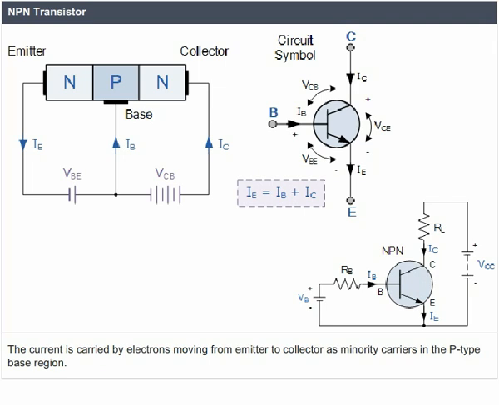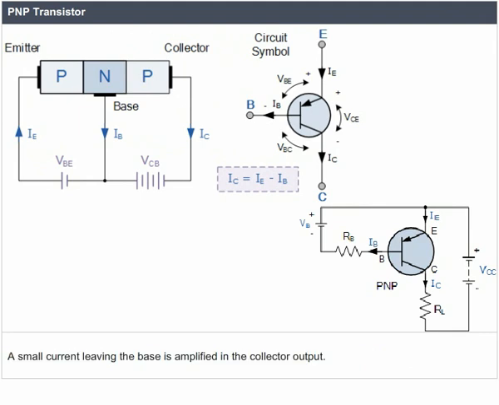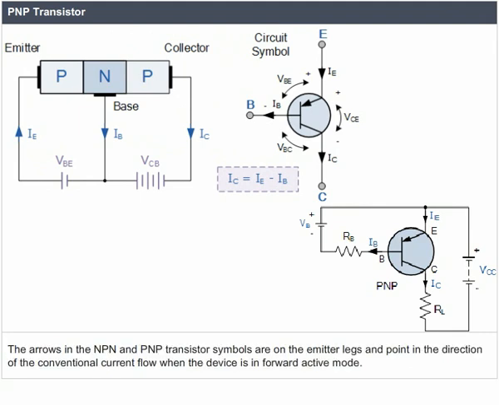PNP transistor. The PNP consists of a layer of n-doped semiconductor between two layers of p-doped material. A small current leaving the base is amplified in the collector output. The arrows in the NPN and PNP transistor symbols are on the emitter legs and point in the direction of the conventional current flow when the device is in forward active mode.